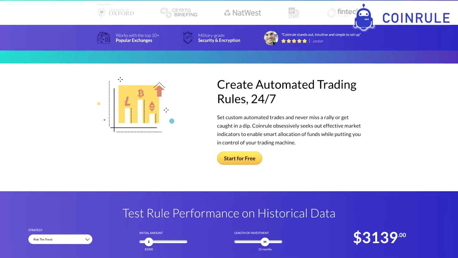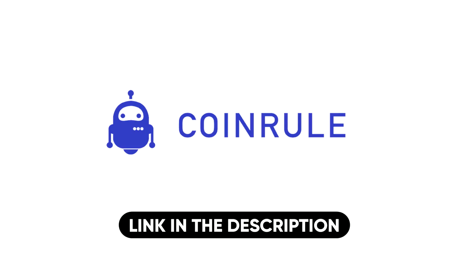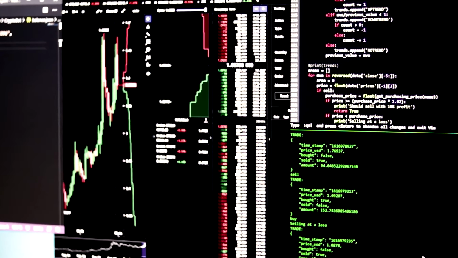So before we take a look at the very first try, I just wanted to mention that there are actually real crypto trading bots out there that you can use that have been developed by professionals, and my plan is to test my bot against Coinrule's professional bot in about a month and see which one performs the best.